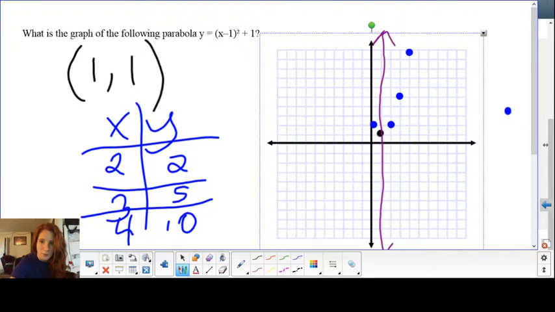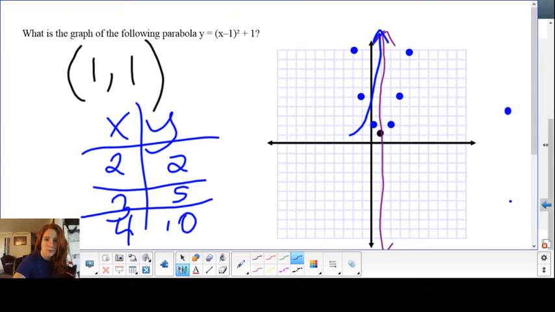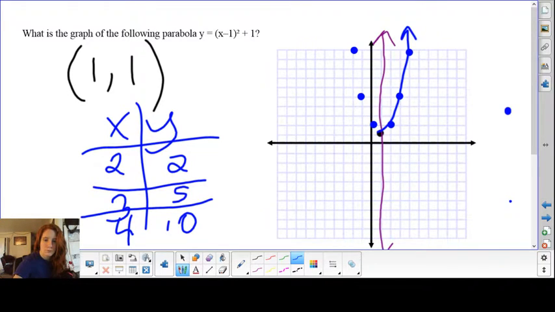And then I'm going to go ahead and mirror all of those dots, if it will let me. And then I'm going to connect my dots. And there's my parabola.